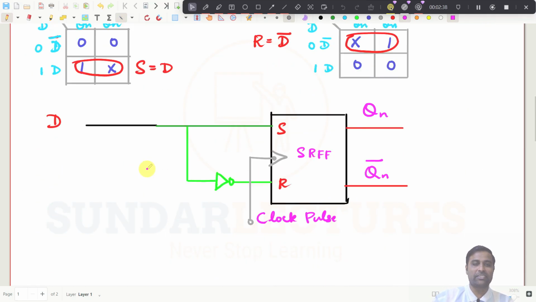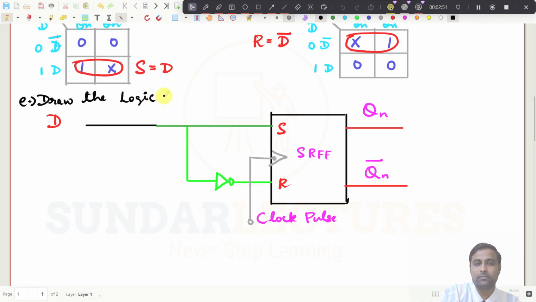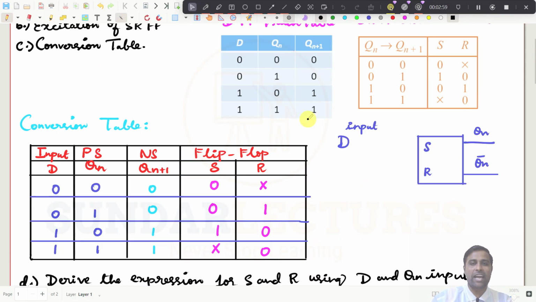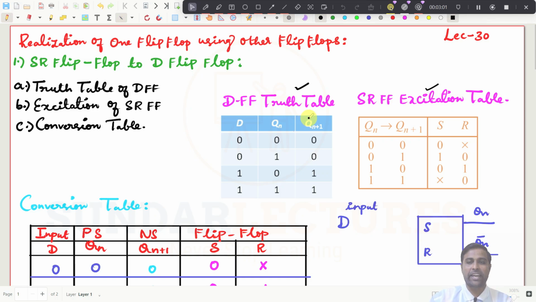Okay, now this is step number E. Maybe I have missed it out. Draw the logic diagram. So this is what I have told you. So you see here, I will just explain again one by one. We are going to see now realization of one flip flop using the other flip flop. In that we are going to see SR flip flop to D flip flop, which means we have an SR flip flop and we are going to convert that into a D flip flop.